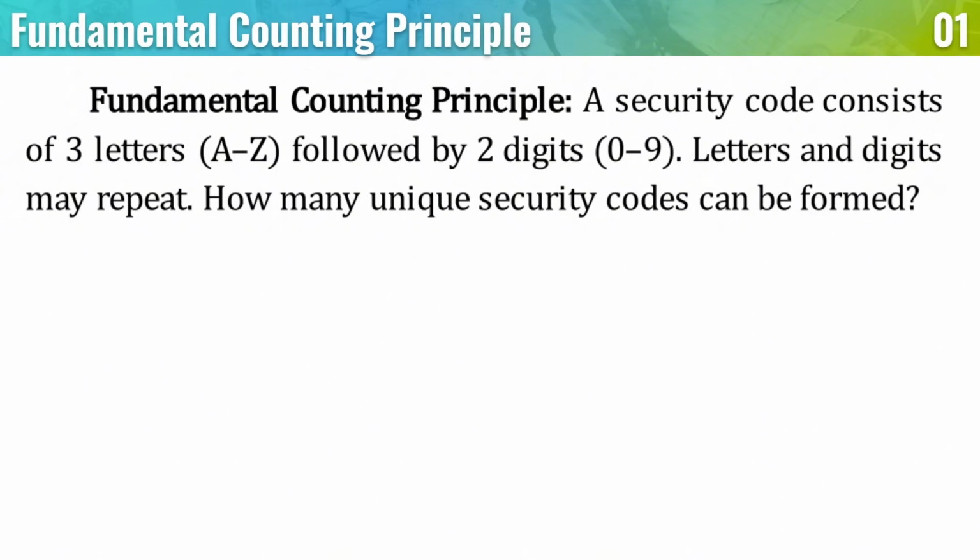A security code consists of three letters A to Z, followed by two digits 0 to 9. Letters and digits may repeat. How many unique security codes can be formed? So in answering problems like this for the fundamental counting principle, we need to multiply the events that can happen. For example, we have three letters A to Z, that's 26. So we can expect to multiply 26 three times, as well as two digits 0 to 9, which is 10.